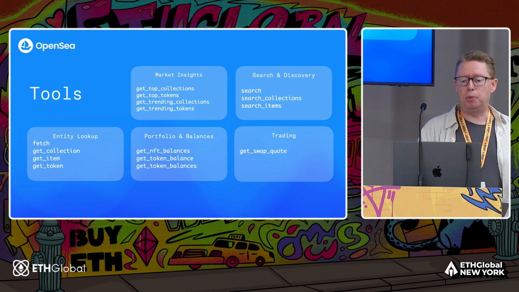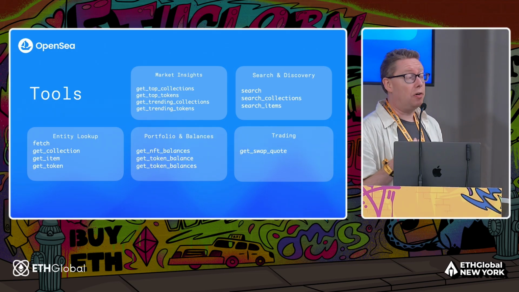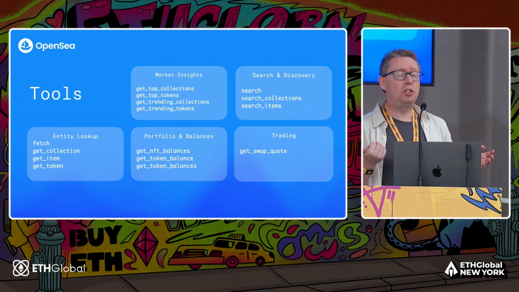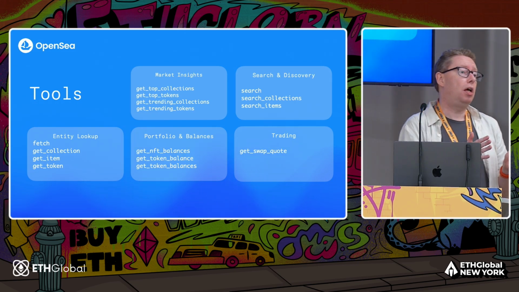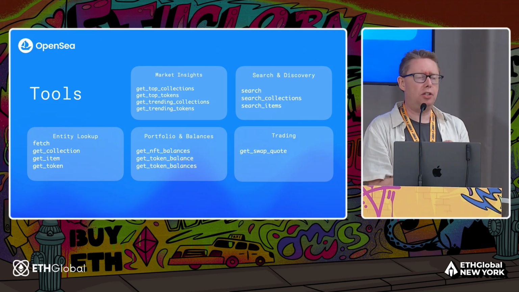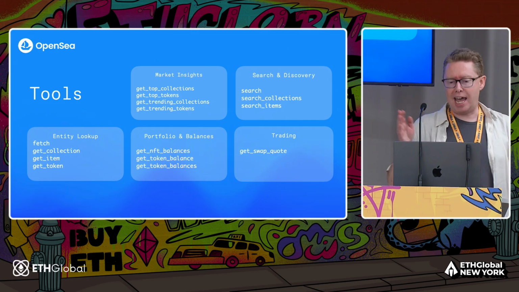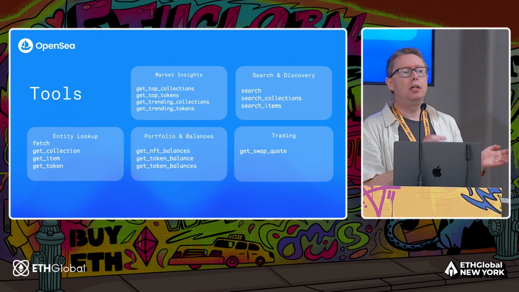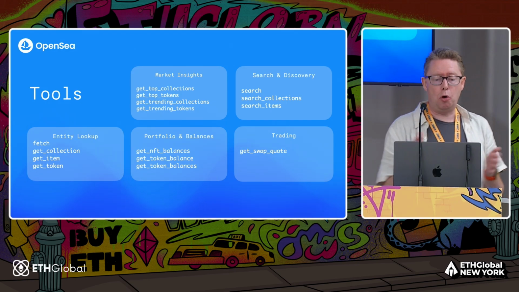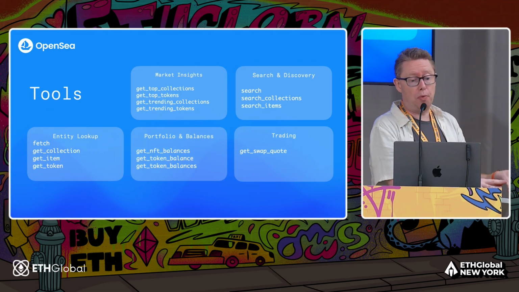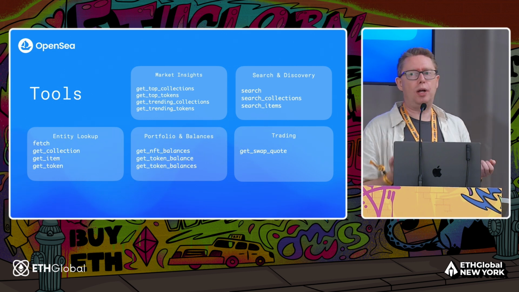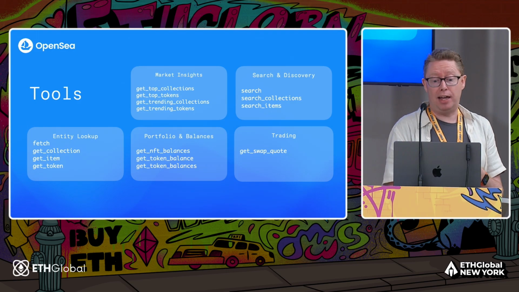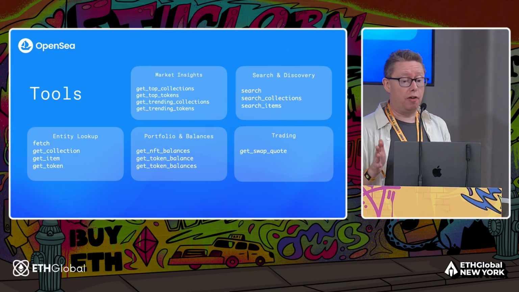In terms of what we have available, we're focusing right now on 5 broad categories. First is market insights. So you can get what is happening right now, and you can also control that somewhat. So you can get the top collections of the past hour, day, week, month. Same with tokens. You can get things that are trending, and those use the similar ranking that we use on OpenSea.io for our consumer product. And that is great if you're building an agent that is monitoring latest trends and taking action from that. We obviously support search and discovery.